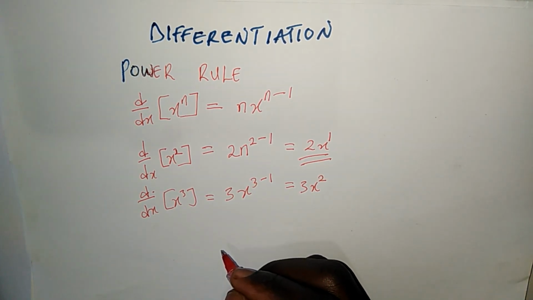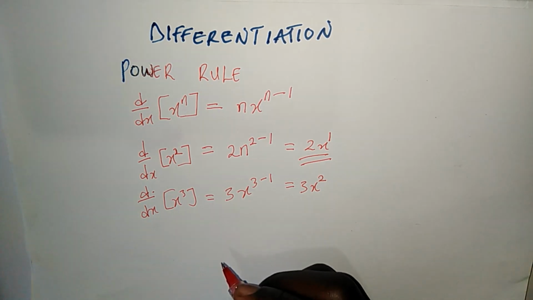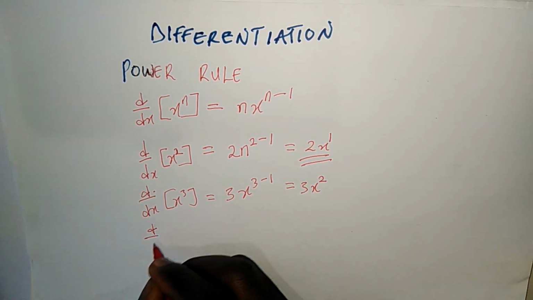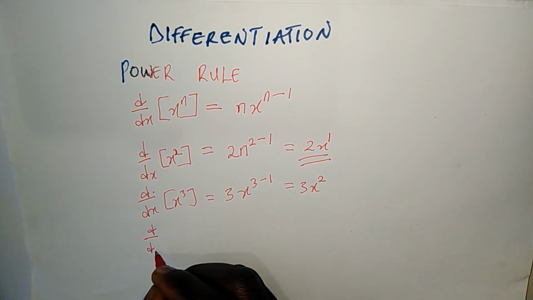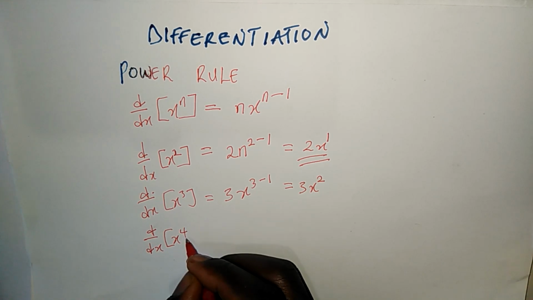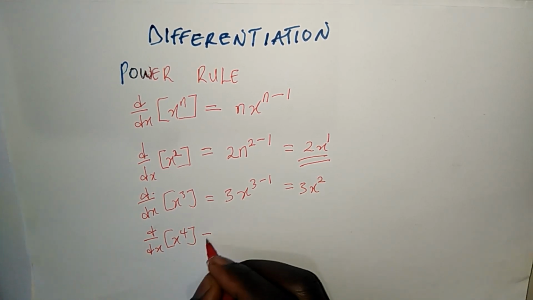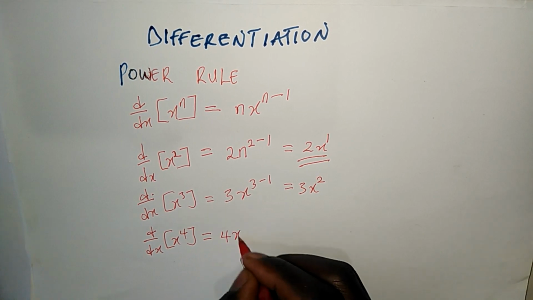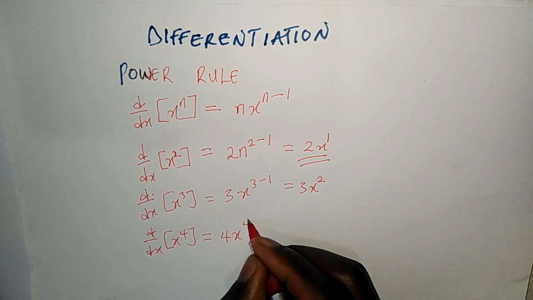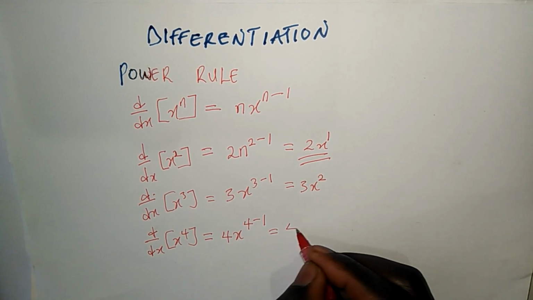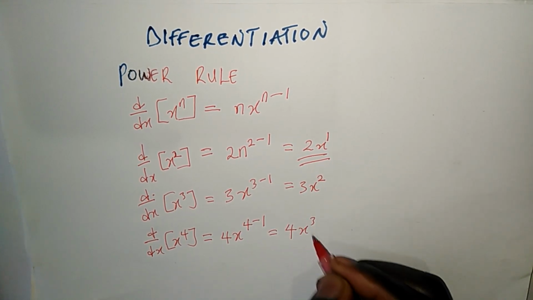What if you are asked to find the derivative of x raised to power 4? So you say d over dx of x raised to power 4. So we have 4x raised to 4 minus 1, where we now have 4x raised to power 3.